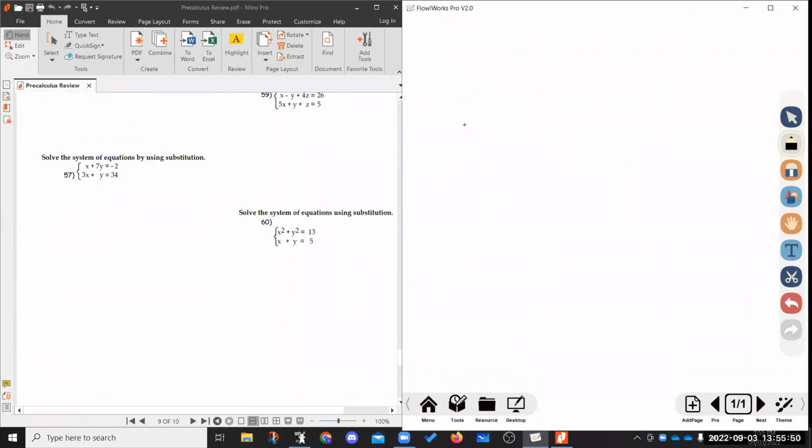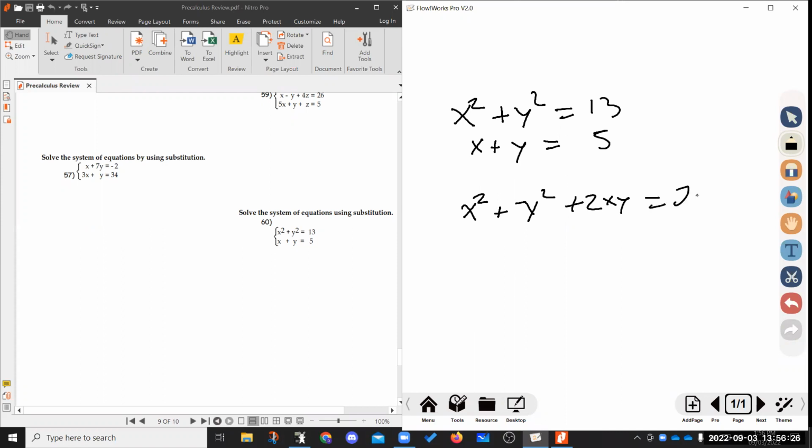On to number 60. We're going to solve this by substitution. x squared plus y squared is equal to 13. x plus y is equal to 5. I'm not going to solve and get a square root. What I'm going to do is square both sides of this second equation. I'm going to get x squared plus y squared plus 2xy is equal to 25, which means x squared plus y squared is equal to 25 minus 2xy.